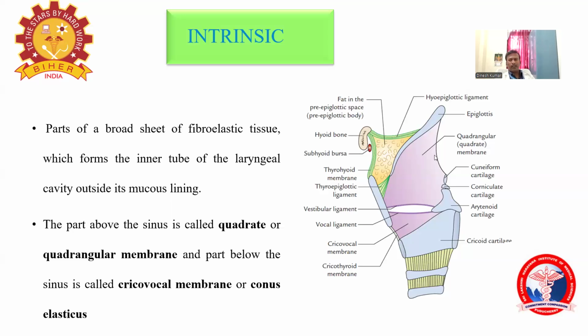See here, this is the quadrangular membrane, the cuneiform ligaments, cuneiform cartilage, corniculate cartilage, and arytenoid cartilage. This sheet indicates the quadrangular or quadrate membrane. Below this membrane, you can see the cricovocal membrane. Between these two membranes, you can see a thick fold. This thick fold we call the vestibular ligament and the vocal ligament.